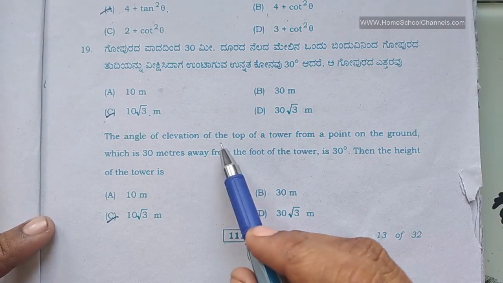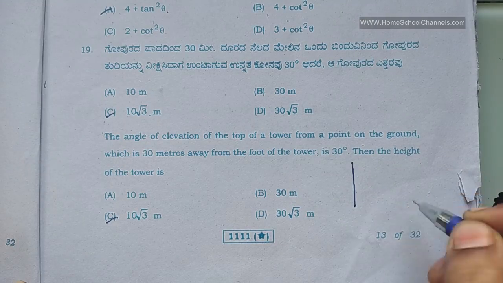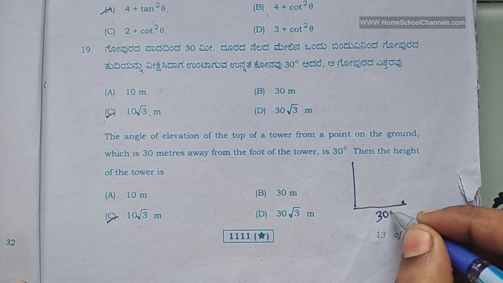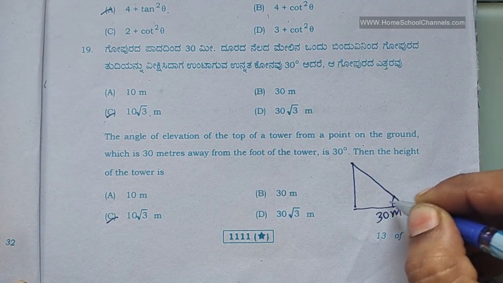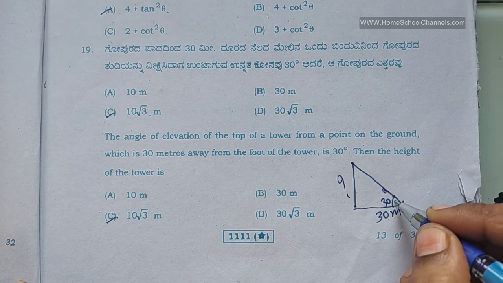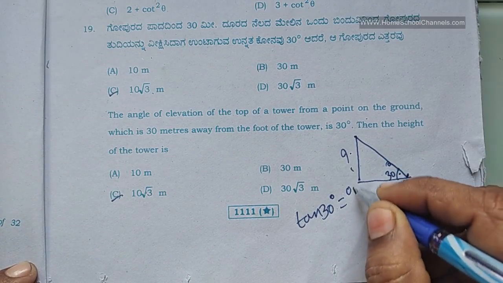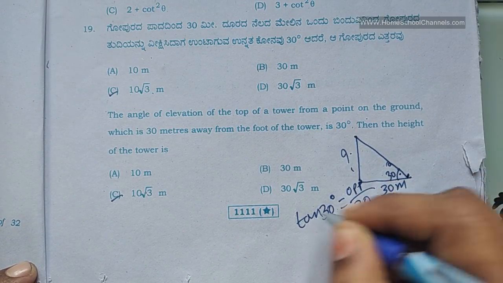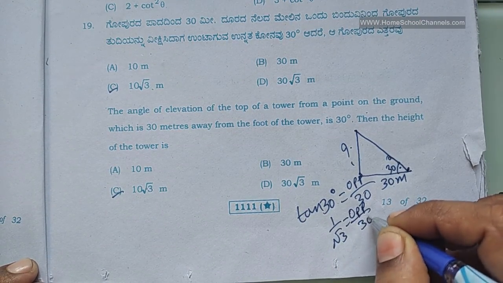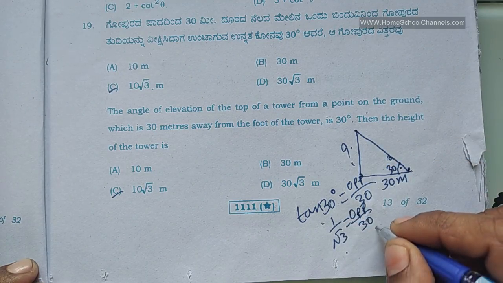19th one, the angle of elevation of the top of a tower from a point on the ground, which is 30 meters away from the foot of the tower, is 30 degree. Then the height of the tower is, tan 30 degree is equal to opposite by adjacent, which is 30. Tan 30 value is 1 by root 3. That is opposite by 30. Then opposite is nothing but the height of the tower, 30 by root 3.